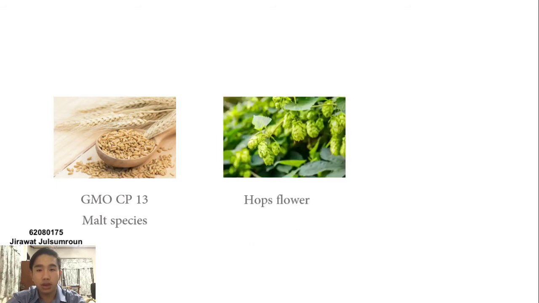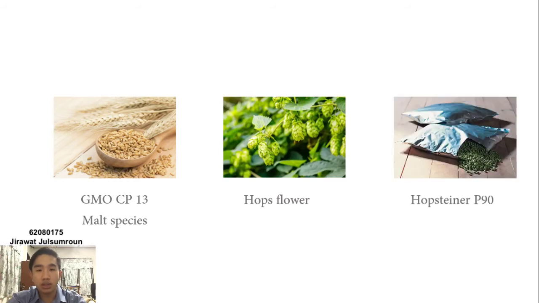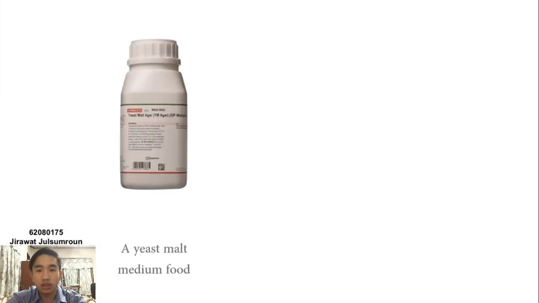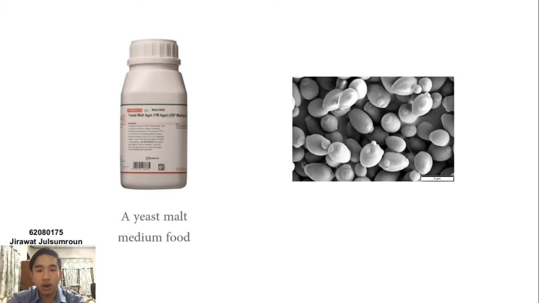Next is hops. Hop is a flower of a horseradish that has the characteristic of giving a bitterness, which is a unique flavor of beer. It stops enzyme activity from malt in boiling wort. It kills all microbes in the wort, including bacteria, fungus, and yeast, that may cause undesirable smell in beer products. Hop used in the research is Hallertau P90. Next is yeast malt medium food, or shortly YM food.